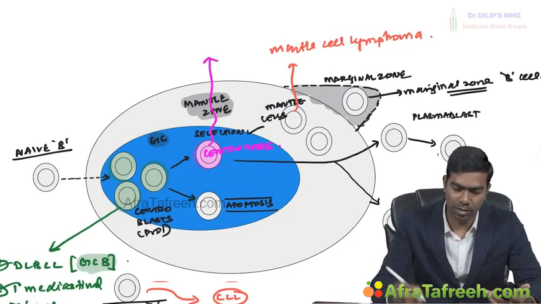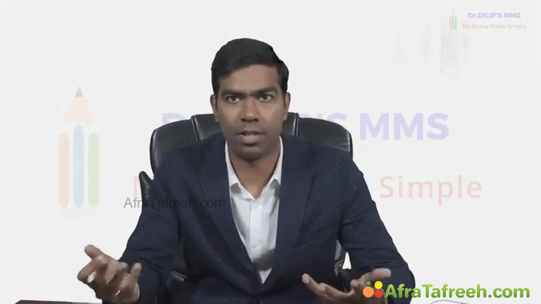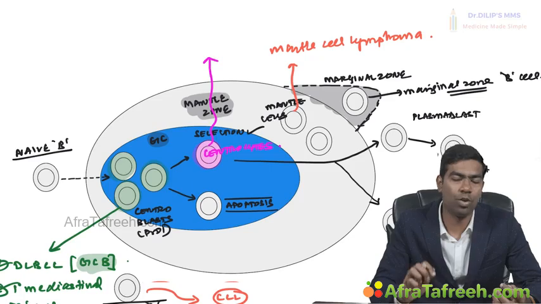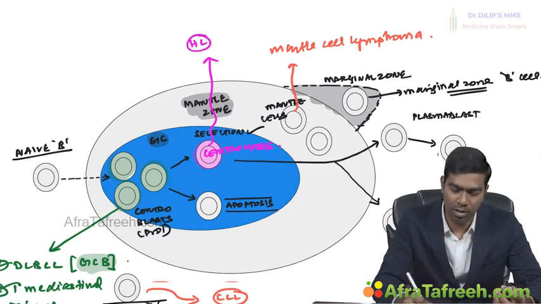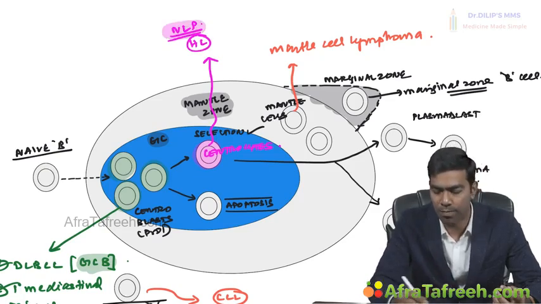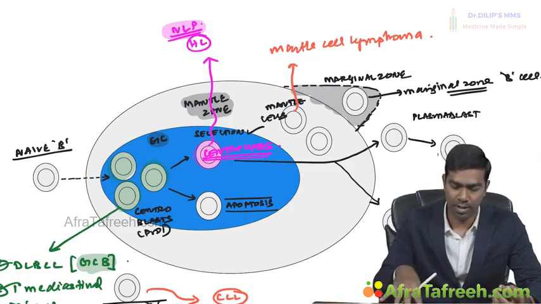What are the tumors that probably originate from these selected cells, the cells that are selected for further differentiation and proliferation? Number one, the characteristic tumor that you get is a Hodgkin lymphoma, typically of the nodular lymphocyte predominant type. That's called NLP Hodgkin lymphoma, otherwise referred to as nodular lymphocyte predominant type of Hodgkin lymphoma, and it is going to arise from these centrocytes only, the selected cells only.